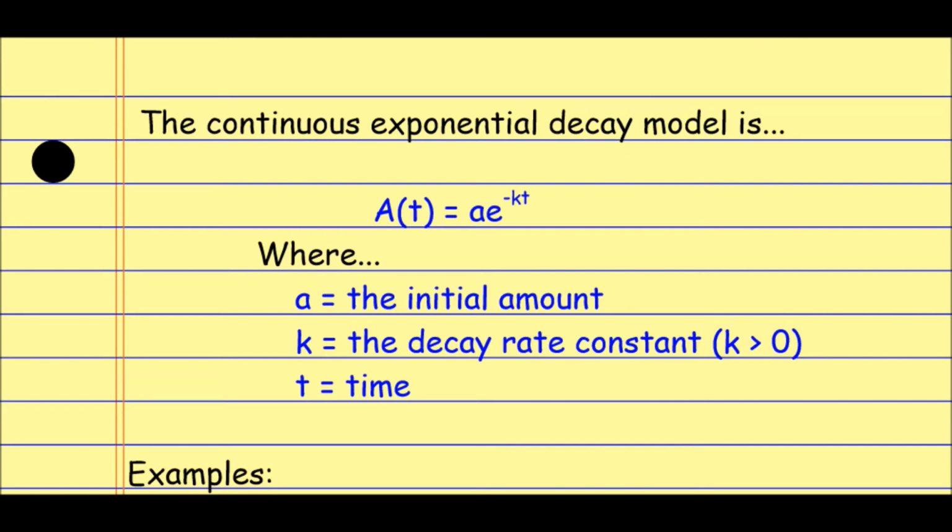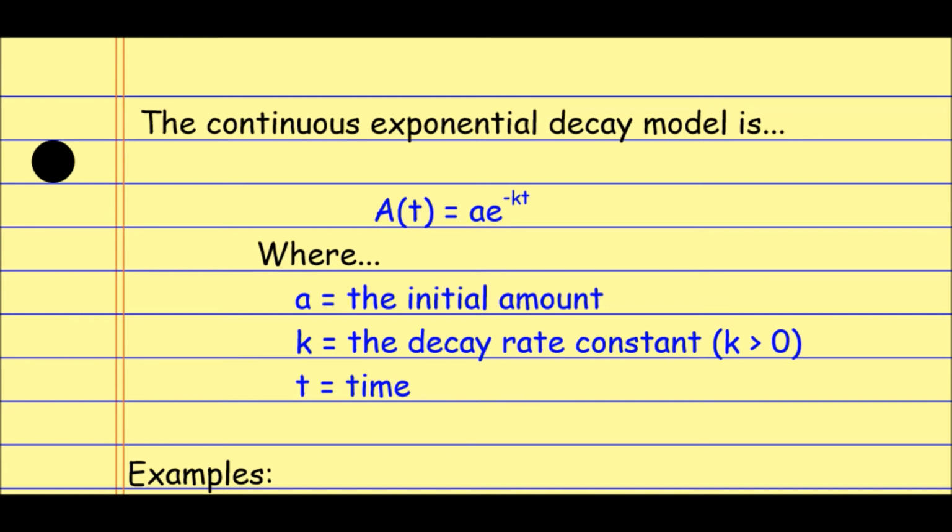Looking now at continuous exponential decay, you might notice that this formula is very similar to the continuous exponential growth. Once again, it involves that natural number e. Instead of a regular old rate, we have a decay rate constant. But then everything else is represented the same way. A is still the initial amount, t is still the time.